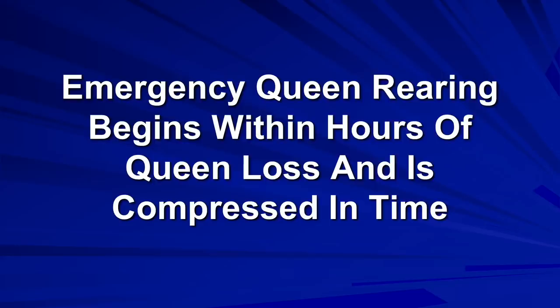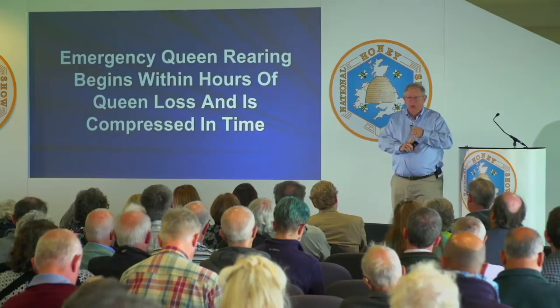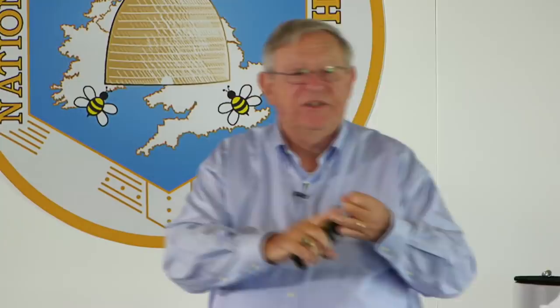Emergency queen rearing begins within hours of queen loss. It happens very rapidly, in a matter of 30 minutes to an hour. All right, maybe the queen died. Maybe you were examining a comb and she accidentally fell onto the grass and did not find her way back. Maybe she has a disease and dies. Maybe as you were removing combs from the brood nest, you accidentally squashed her and killed her. She was there, she was doing just fine, and boom, she's no longer present.